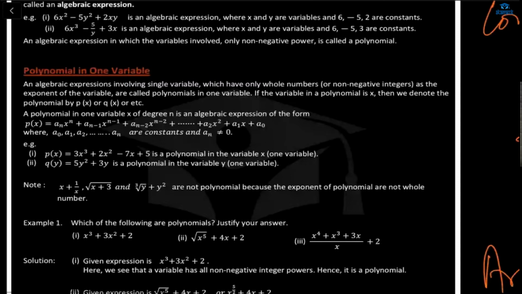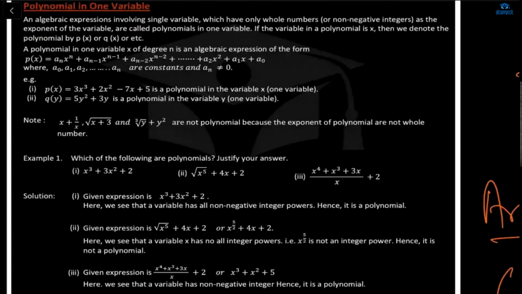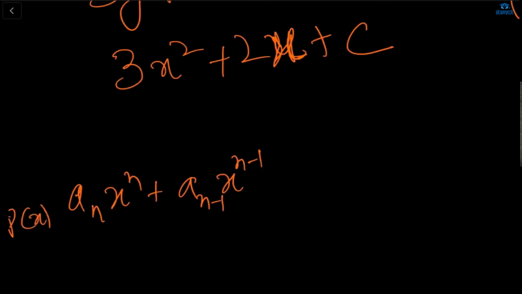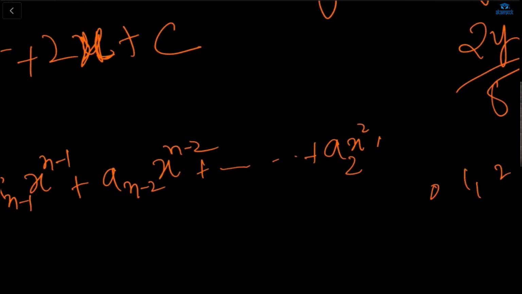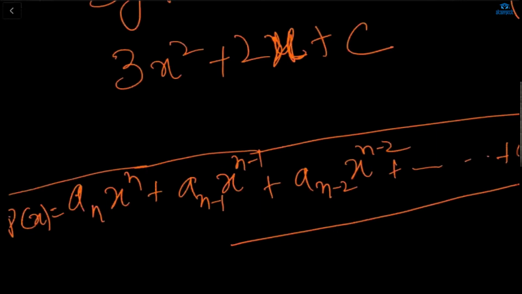Now here you can see a polynomial in one variable x of degree n is an algebraic expression of the form p(x) equals a_n x to the power n plus a_(n-1) x to the power n minus 1, and it can keep on going, plus a_(n-2) x to the power n minus 2, and if we keep on going, you can write a_2 x to the power 2 plus a_1 x to the power 1 plus a_0. Have you understood this? This is a general expression for a polynomial. Polynomials are written in this form.